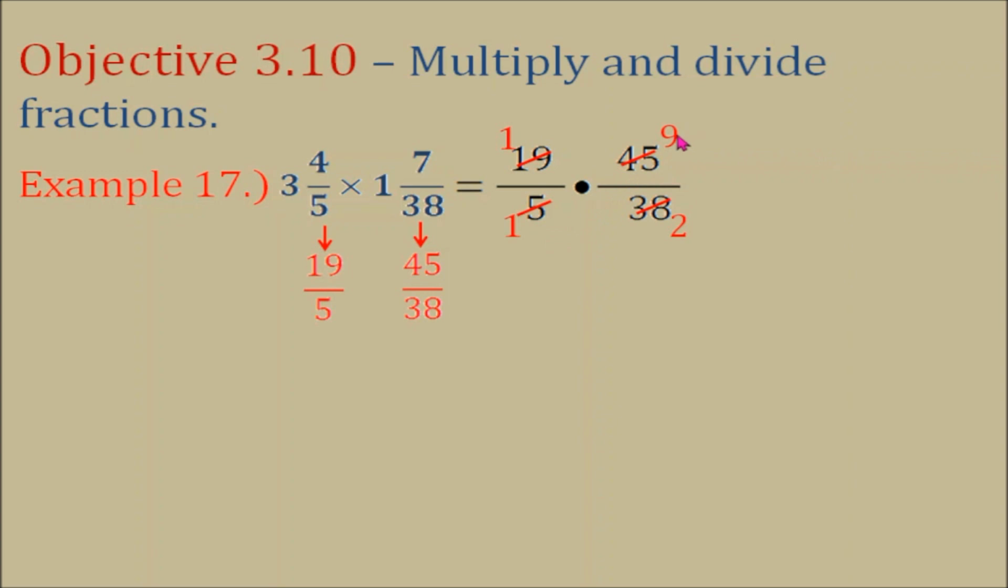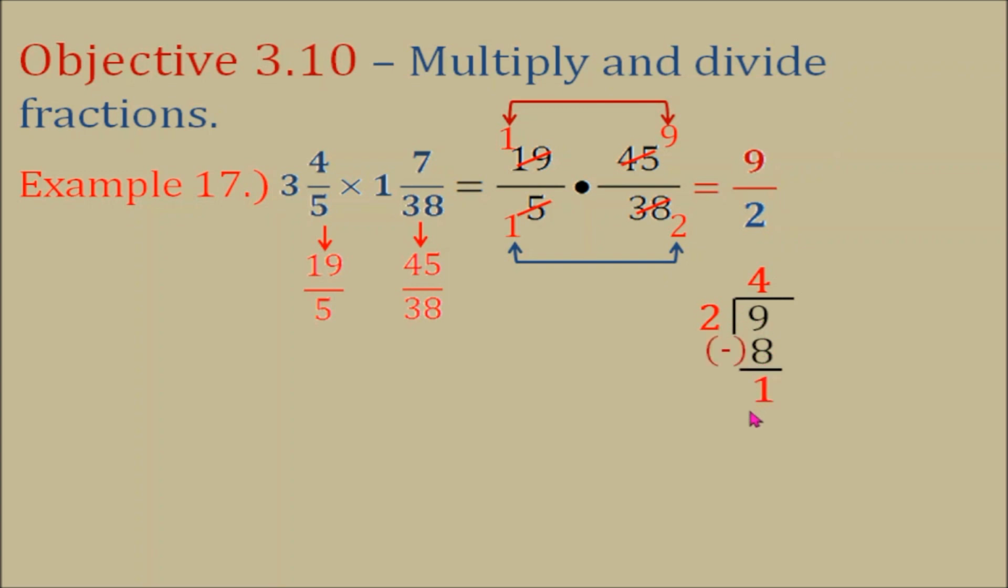So we can now multiply the numerators and also multiply the denominators. So 1 times 9 equals 9. 1 times 2 equals 2. So we have 9 over 2. The numerator is greater than the denominator, so we have to apply long division. So that's 9 divided by 2. So 9 divided by 2 is 4. 4 times 2 is 8. 9 minus 8 is 1. So our answer is 4 and 1 over 2.